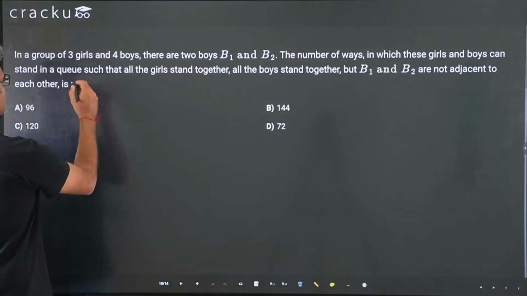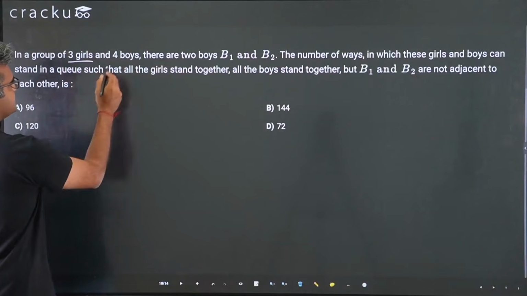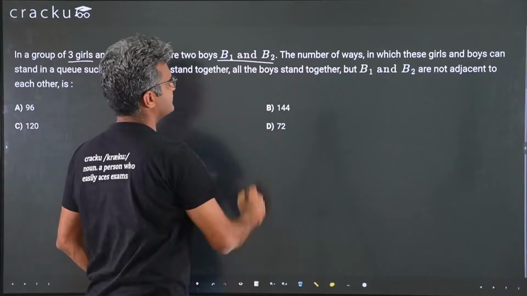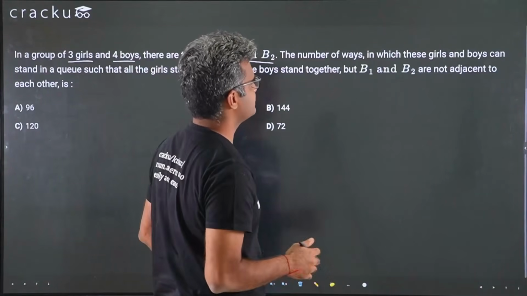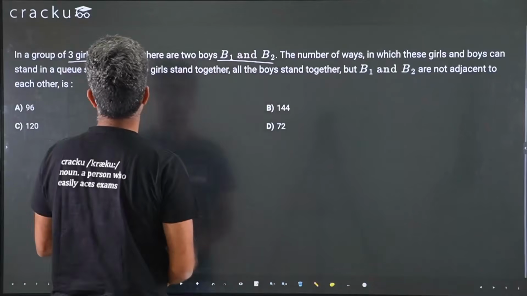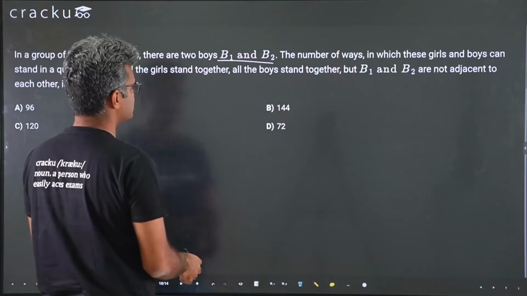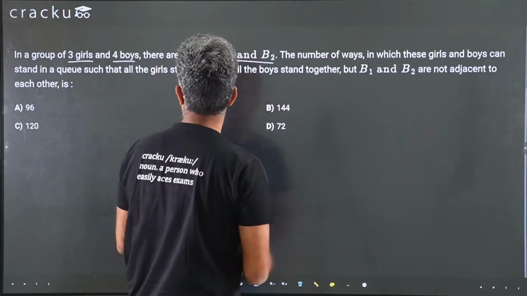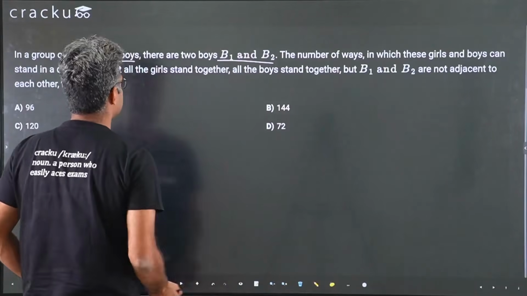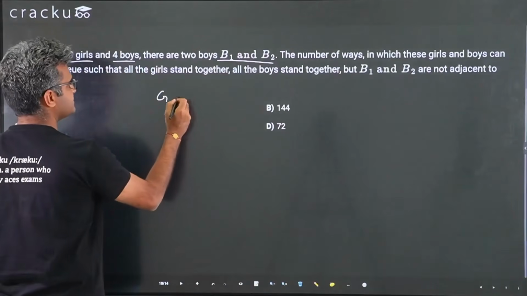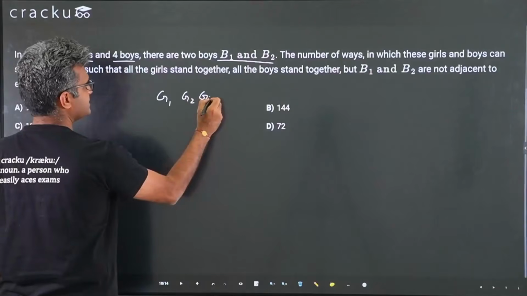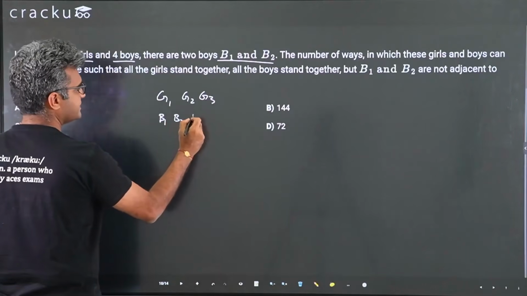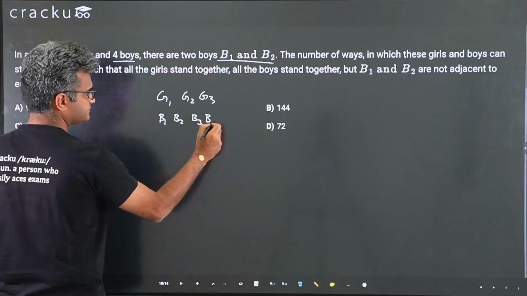In this question, we are told that there is a group in which there are 3 girls and 4 boys. Out of the 4 boys, 2 of them are B1 and B2. The number of ways in which these boys and girls can stand in a queue such that all the girls stand together, all the boys stand together, but B1 and B2 are not adjacent to each other. So let us assume that the three girls are G1, G2 and G3, and let the four boys be B1, B2, B3 and B4.